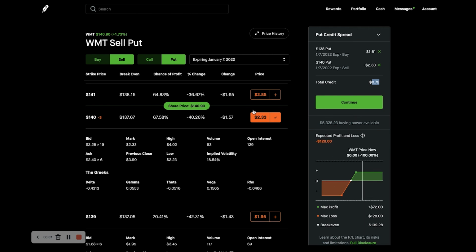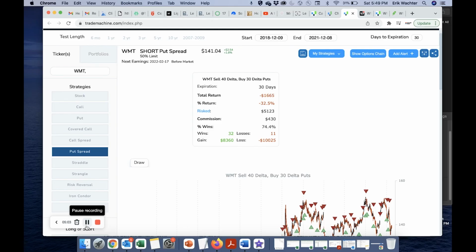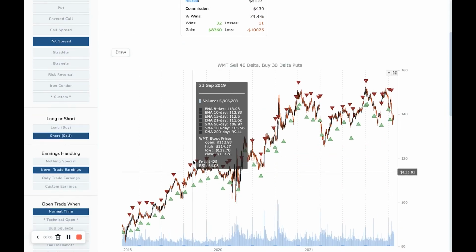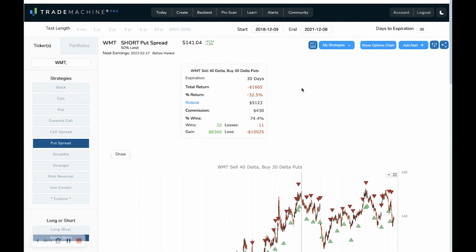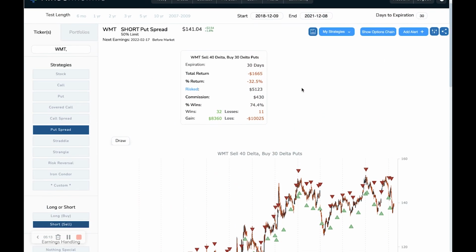And yeah, that's basically it. The other parameter in this backtest that is used is taking this trade off once you hit 50% gain. And yeah, so that's it. That's the Walmart short put spread.